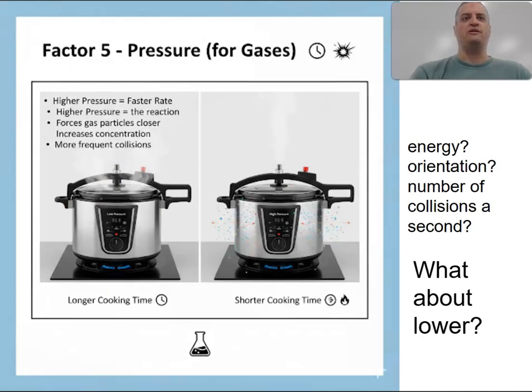Pressure. Pressure is focused on gases. So higher pressure, you get a faster rate. With higher pressure, the reaction forces the gas particles closer together. It therefore kind of increases the concentration, brings them closer together, so you get more frequent collisions. So in a pressure cooker, this pushes the particles closer together, therefore is able to react faster.